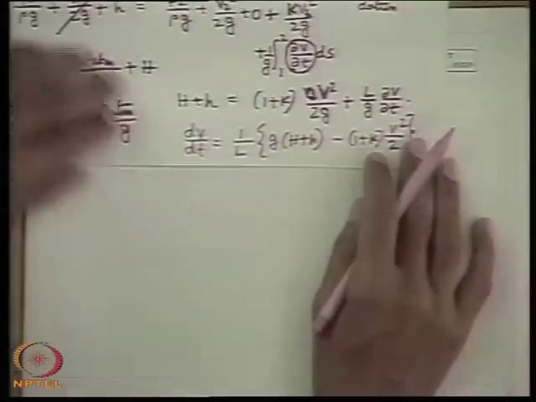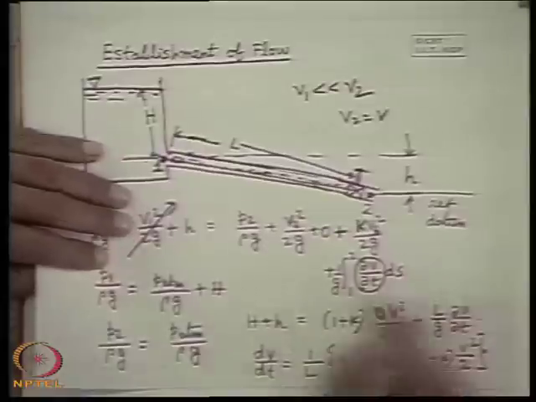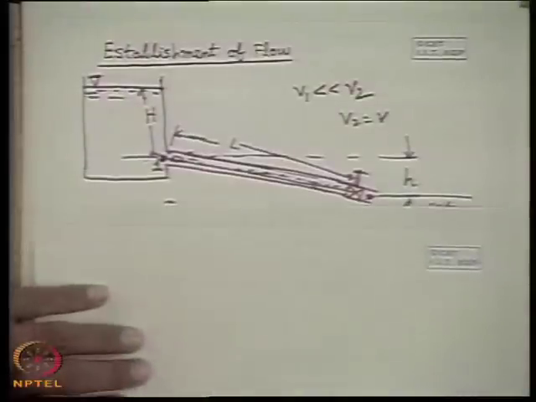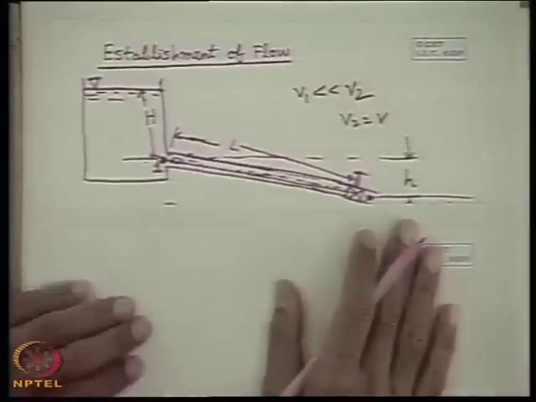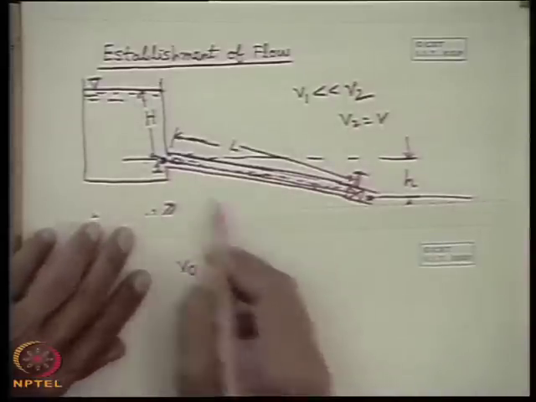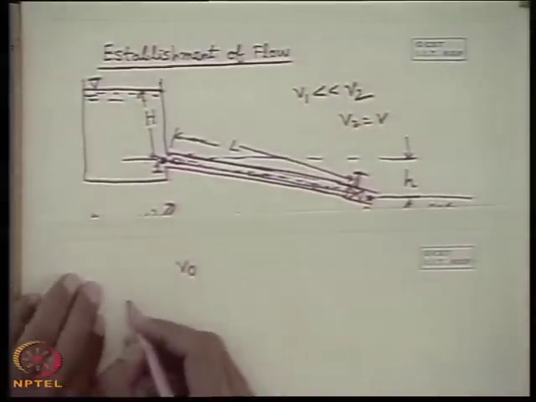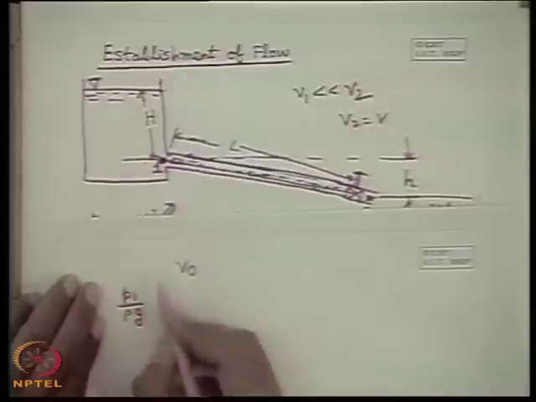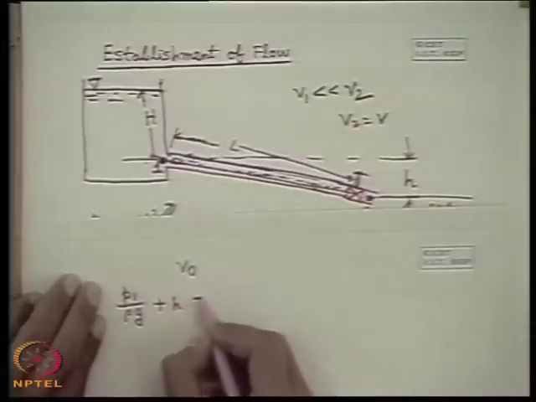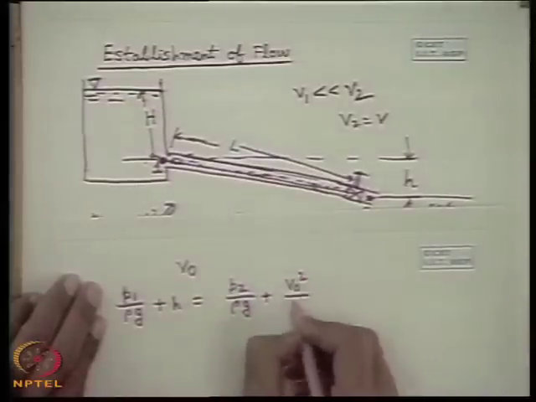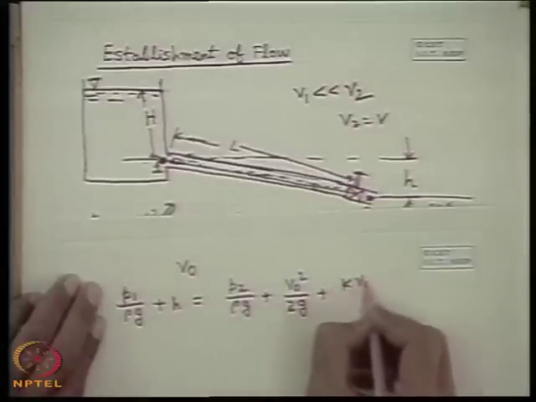Okay. So now what do we do? We write now, under steady state, the Bernoulli's equation from 1 to 2 with the same loss equations, that means K V square by 2g. Let us consider the steady state velocity to be V0. So if we write Bernoulli's equation under steady state, what we get is P1 by rho g, where the velocity at this point is much less compared to the velocity in the pipe, plus h is equal to P2 by rho g plus the steady state velocity V0 square by 2g plus K V0 square by 2g.